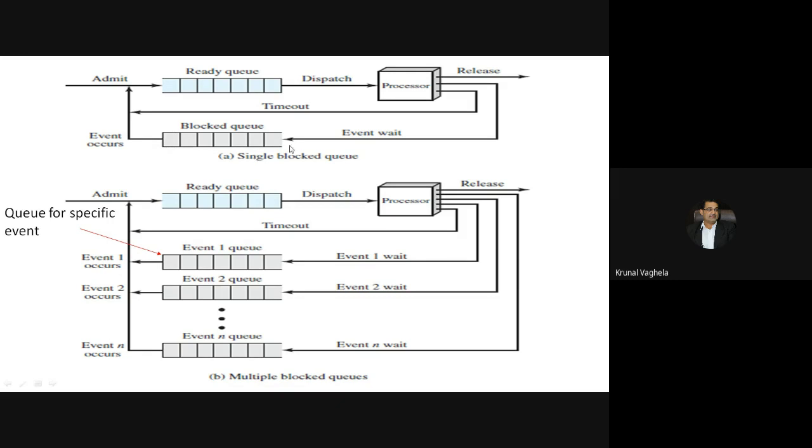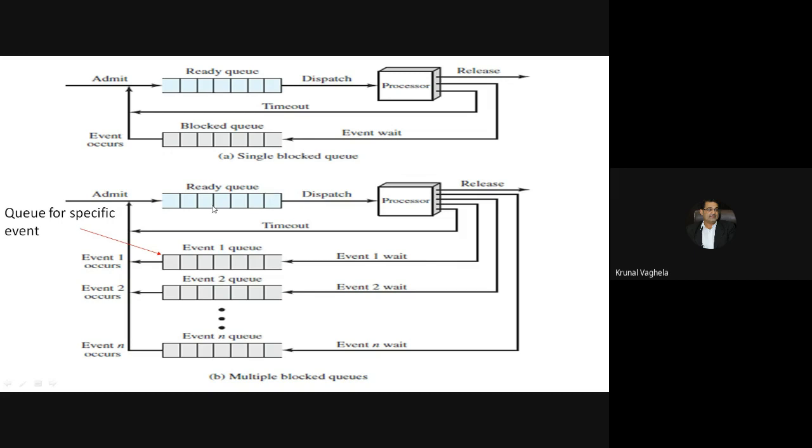But if there is a single queue, and that event will occur. For example, here are processes P1, P2, P3, P4, P5, P6, P7. Consider P3 is waiting for input and input occurs. So the process will come out of this and it will be in the ready queue. Process P1 is waiting for output, but still the output device is busy, so it will be blocked. After some time, the output device is free. So again, the process will be moved.